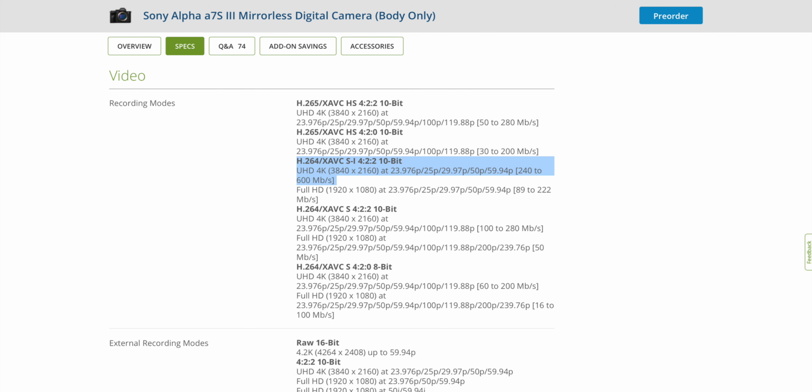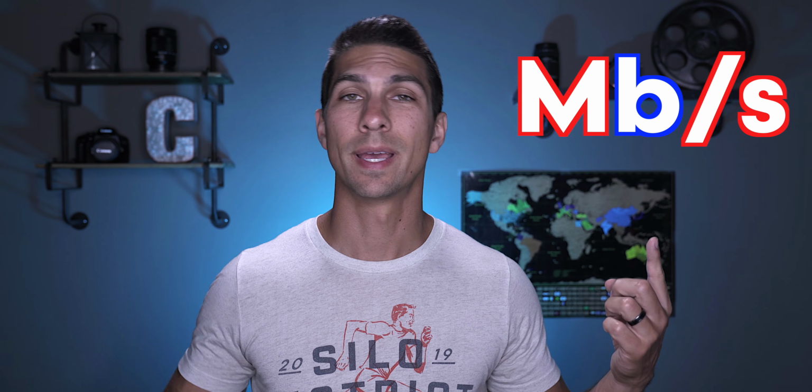Looking at the video bit rates for the A7S III listed on B&H, we can see that the highest listed recording rate is 600 megabits for the 10-bit 422 60 frames per second at 4K using the A7S III. When it comes to choosing a fast enough memory card for your camera, it's really important that you understand that there is a difference between megabits and megabytes. Let me explain it.